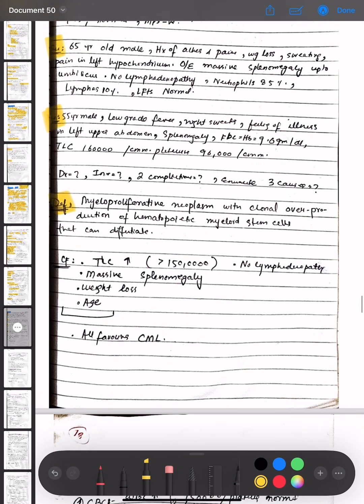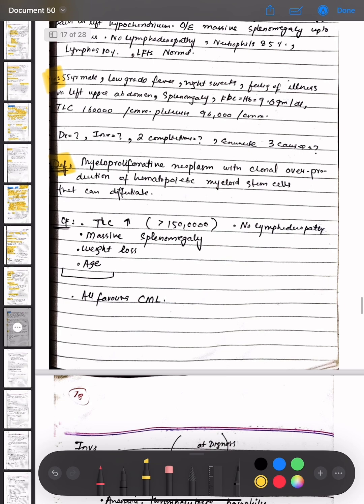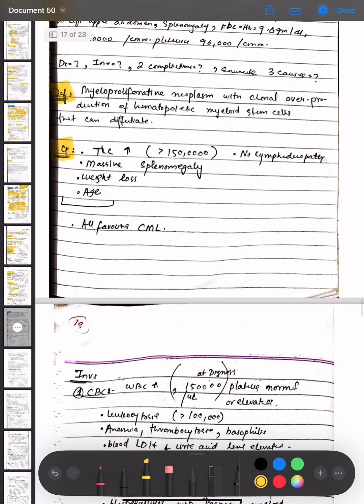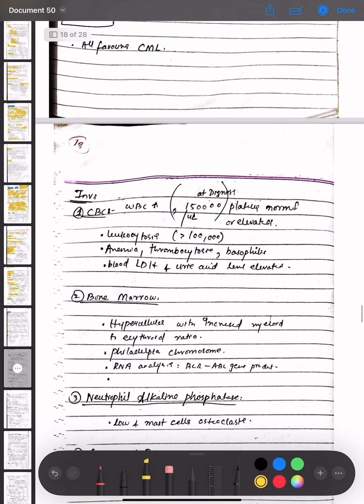The definition of CML is that it is a myeloproliferative neoplasm with clonal overproduction of hematopoietic myeloid stem cells that can differentiate. The clinical features are increased total leukocyte count greater than 1,50,000, no lymphadenopathy, massive splenomegaly, weight loss, and age, all favor CML. So the investigation options are CBC, where WBC is raised and platelets are normal or elevated. Leukocytosis is there, anemia, thrombocytosis, and basophilia is there.